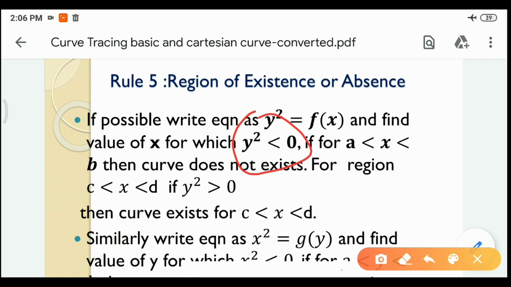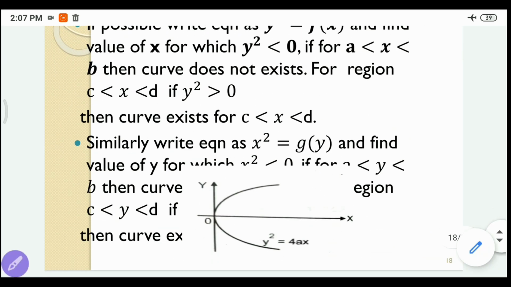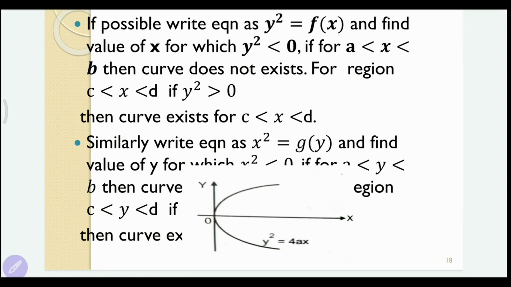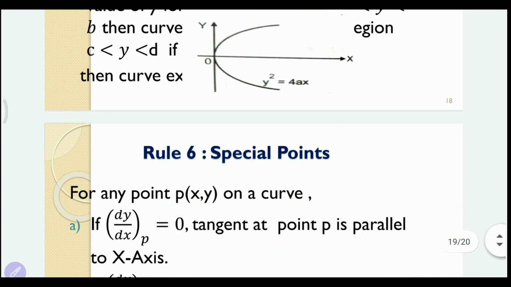If y is imaginary for some particular interval of x, then that interval is called the region of absence. So in short, if possible, we write y equal to f(x) and find the values of x for which y square is negative. If that holds for an interval a to b, then the curve does not exist in this region. On the other hand, if y square is positive, then in that region the curve will exist. Similarly for x, if for some y, x square is negative, then in that region the curve will not be present.